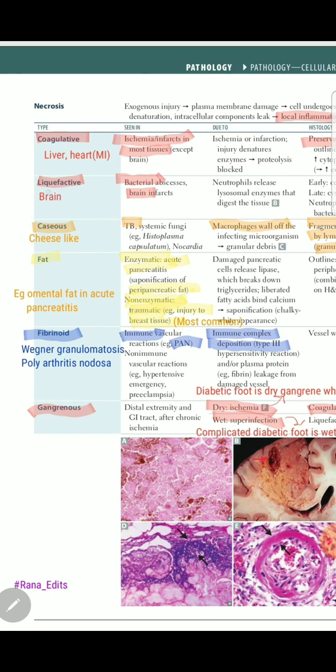And then liquefactive necrosis. Liquefaction takes place specifically in the brain, and two B's: one is bacterial abscesses, the other is brain infarct. So infarct in most organs, liver and heart, is coagulative, and infarct in the brain is liquefactive, because the brain liquefies. Neutrophils there release lysosomal enzymes that digest the tissue. In brain injury, there is no denaturing of the enzymes in the lysosomes, so they get a chance to leak out and digest the tissue.